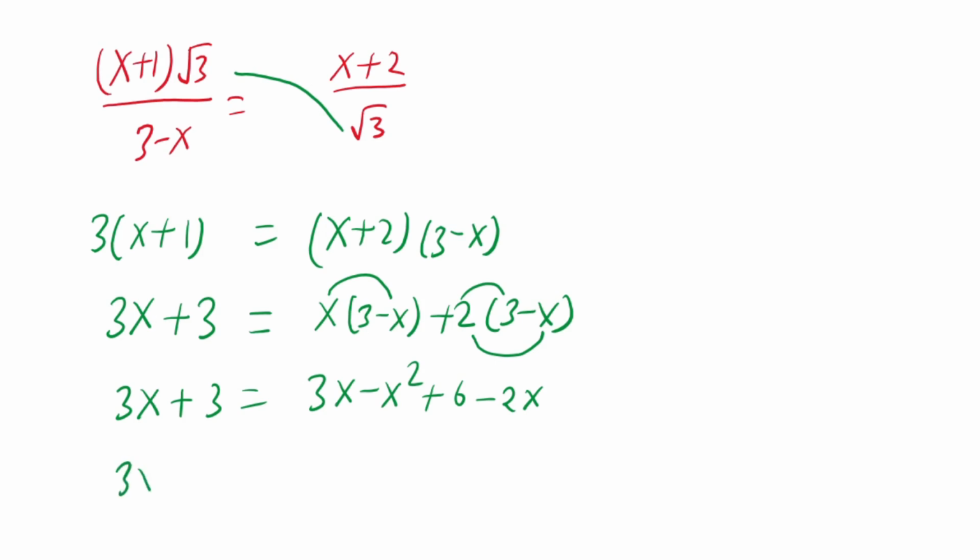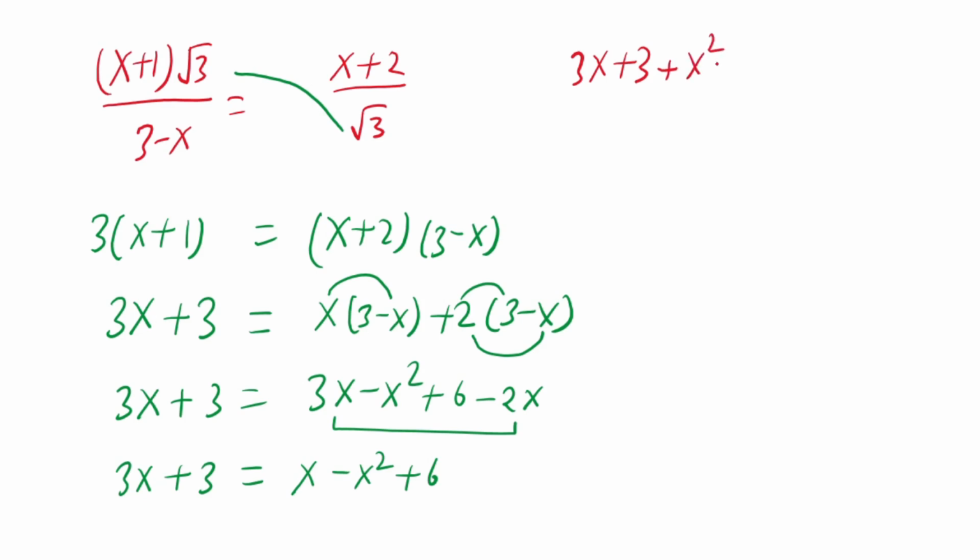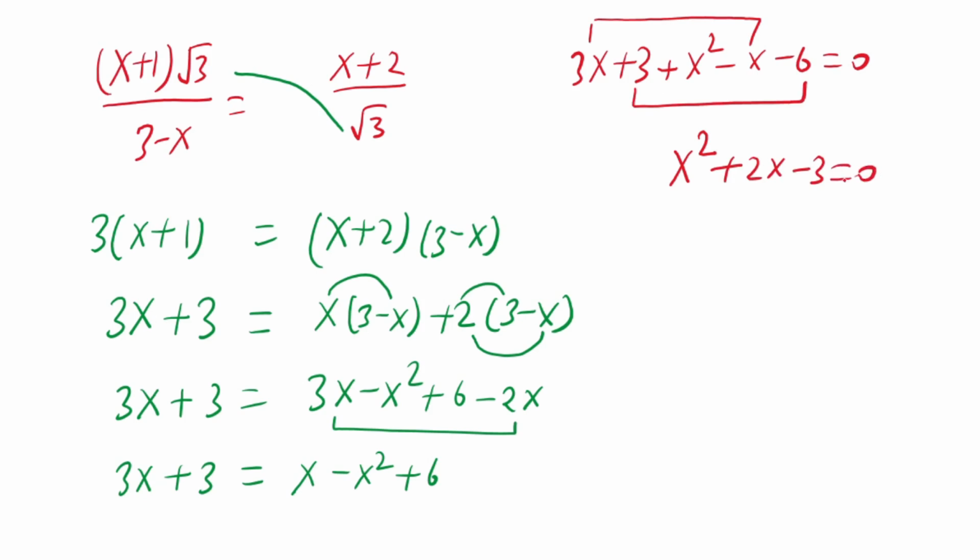Now 3x + 3 equals, if we add like terms, 3x − 2x is x, −x² + 6. If we take all the expression on the same side, then 3x + 3 + x² − x − 6 equals 0. Here x², 3x − x, that is + 2x, and 3 − 6, that is −3, and this equals 0.